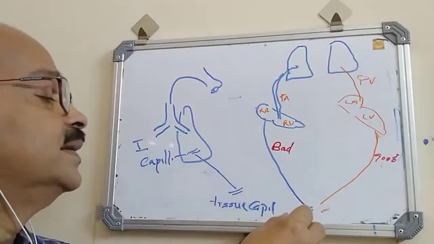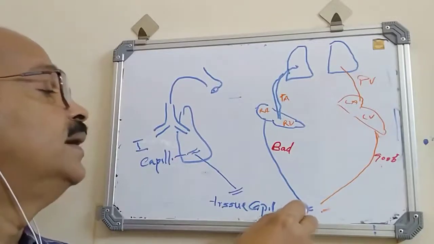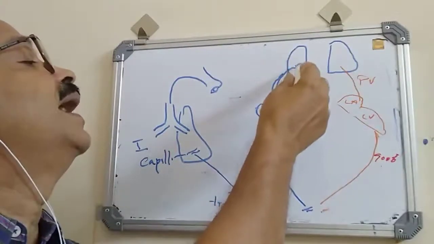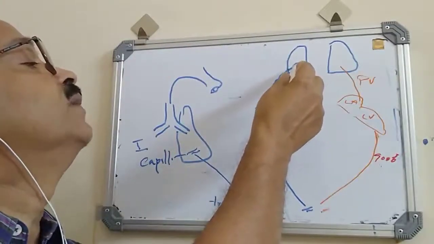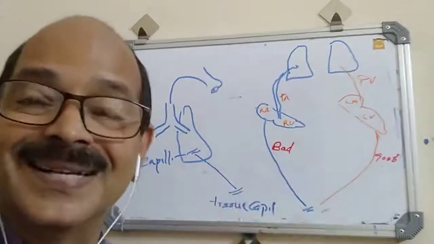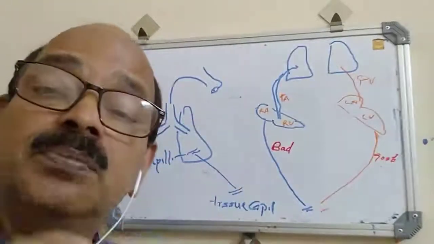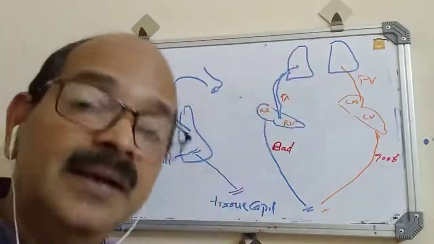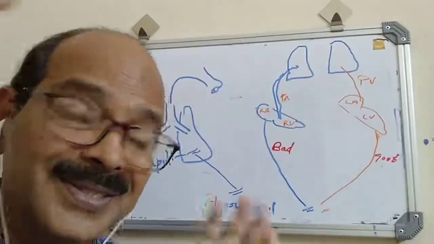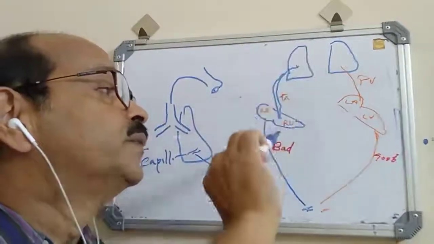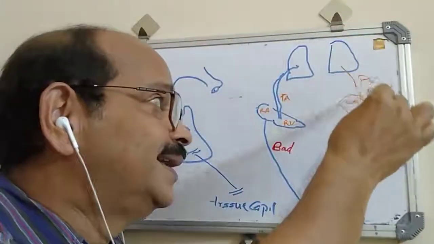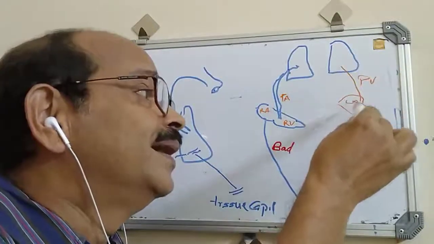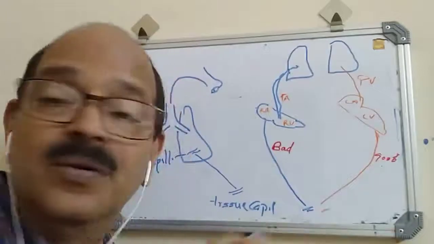See, the tissue capillaries, bad blood moves to the RA, RV, pulmonary arteries, and it reaches the alveolar capillaries where the oxygenation is taking place. Now each molecule from here which is bad reaches here, and they'll take one molecule of oxygen, and from there the oxygenated blood is taken by a vein to LA, LV, aorta, and down.